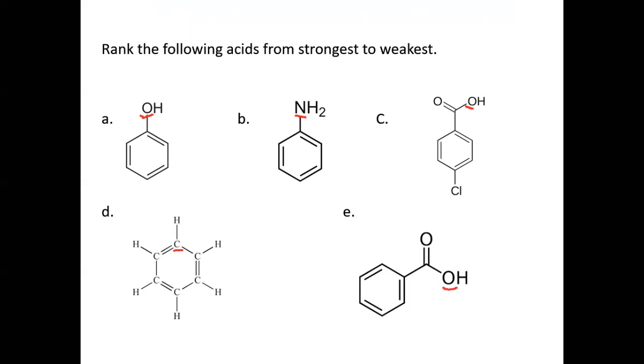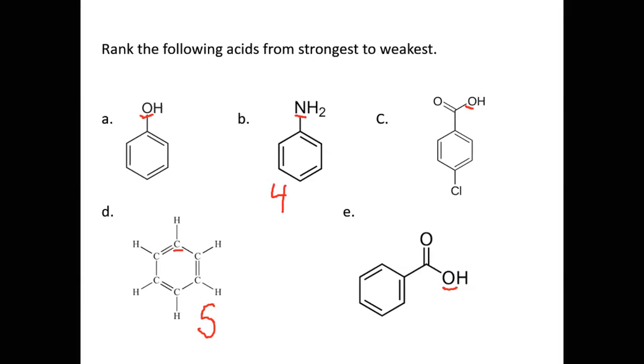So you see that the acidic protons are connected to elements in the same row. So the greater the electronegativity, the stronger the acid. So right off the bat, the weakest acid would be D, number 5, because carbon has the least electronegativity out of oxygen, nitrogen, and carbon. Then would be B, because again, oxygen has the greatest electronegativity out of oxygen, nitrogen, and carbon. So now we're left with A, C, and E.